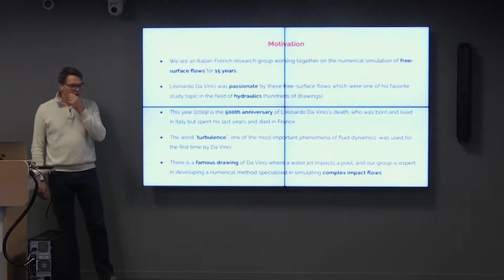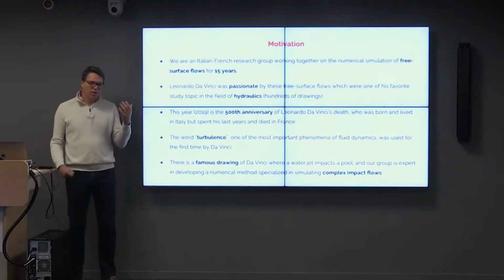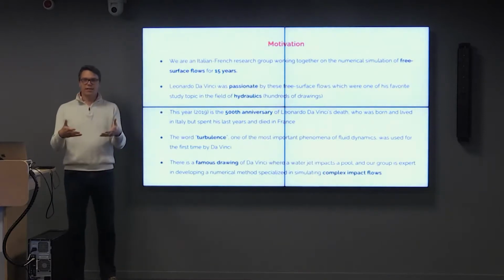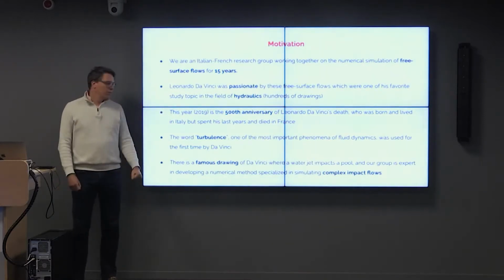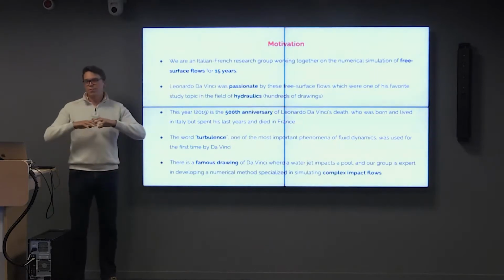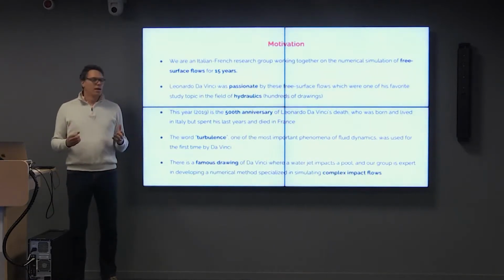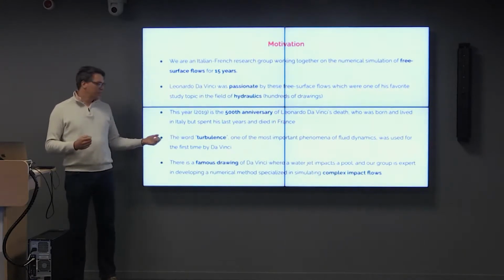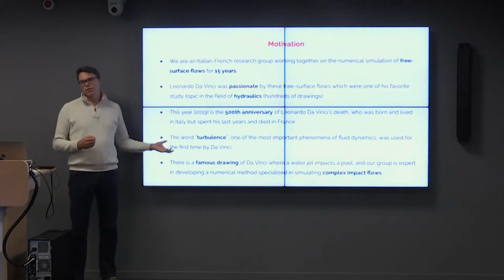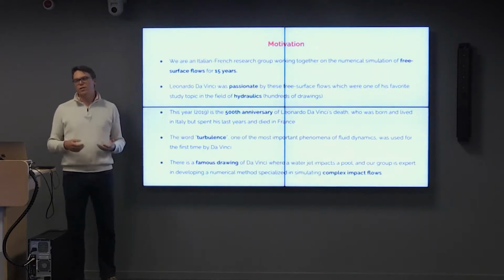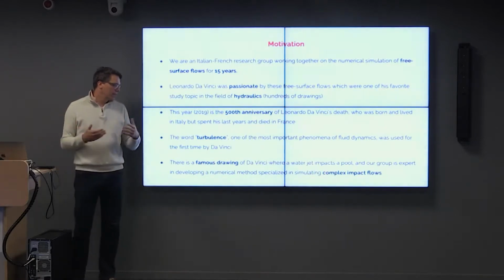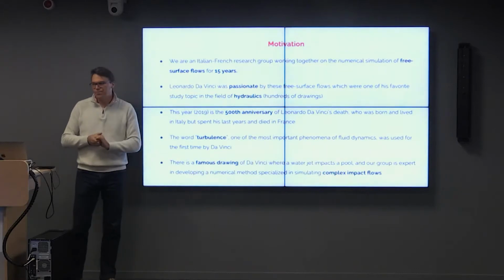A key link between Leonardo da Vinci and fluid dynamics is the word turbulence. Because turbulence, which is one of the main phenomena in fluid dynamics, was named by Leonardo da Vinci. This word of turbulence was used for the first time by Leonardo da Vinci in this context, in the context of fluid dynamics. So there is an obvious link between fluid dynamics and Leonardo da Vinci.